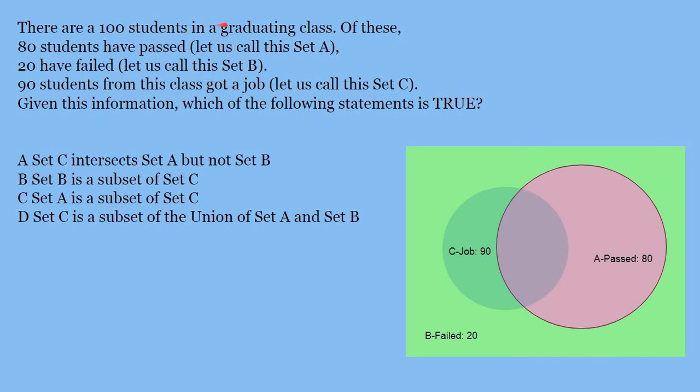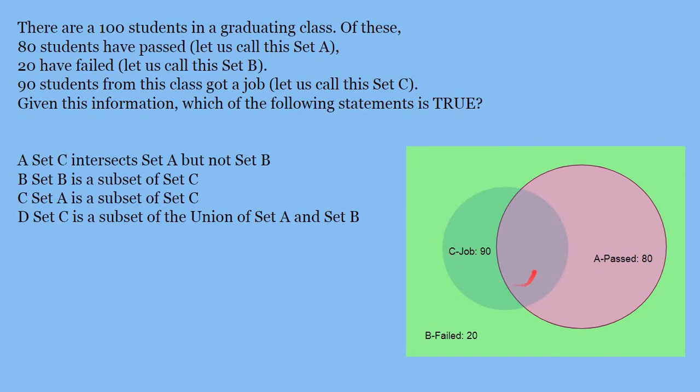There are 100 students in a graduating class. 80 students have passed the examination. Okay, 80 have passed. So I have written it like this. There is a disjoint set, that is 20 have failed and 80 have passed. 90 students from this class got a job. So when 90 students are getting a job and it is saying that 80 have passed, then there must be some students who have not passed, who failed the examination, and got the job. So given this information, which of the following statements is true?